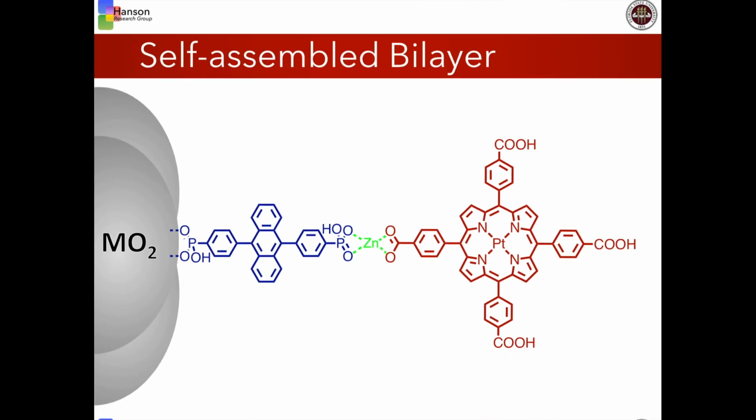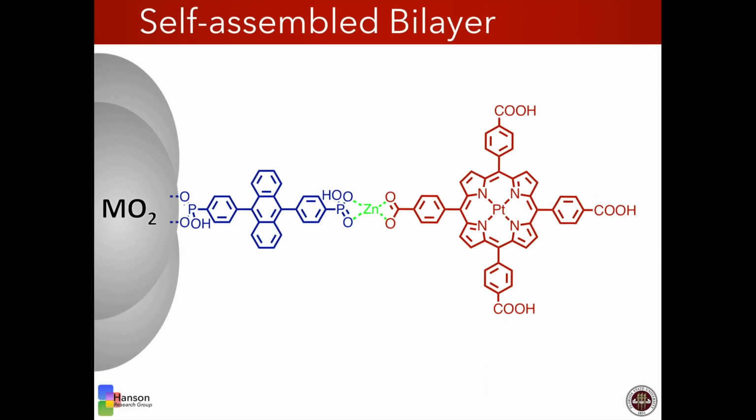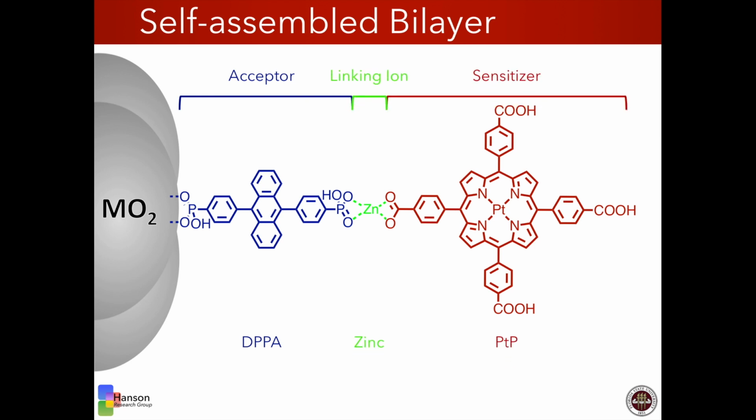In our group, to do this, we use the self-assembled bilayer architecture, whereby the acceptor molecule is directly bound to the metal oxide surface, followed by a zinc 2+ linking ion that links the acceptor molecule to the sensitizer molecule. This is formed via a simple stepwise soaking technique and monitored via UV-Vis and ATR-IR spectroscopy.